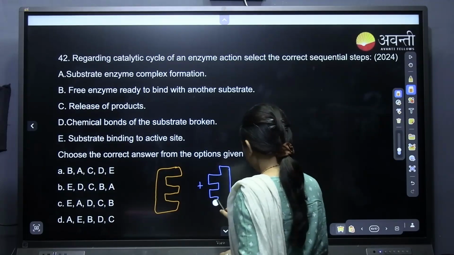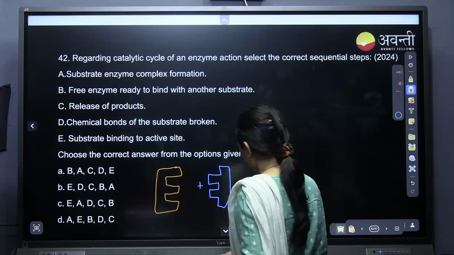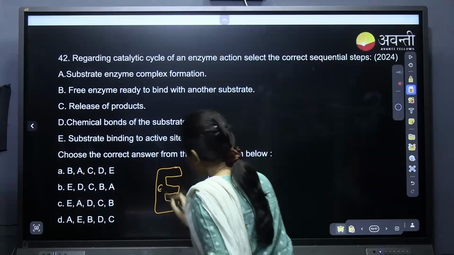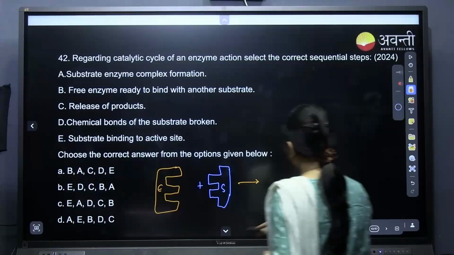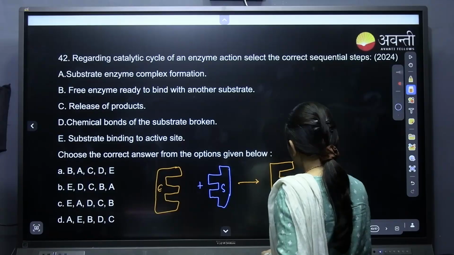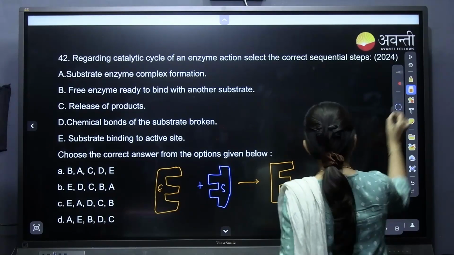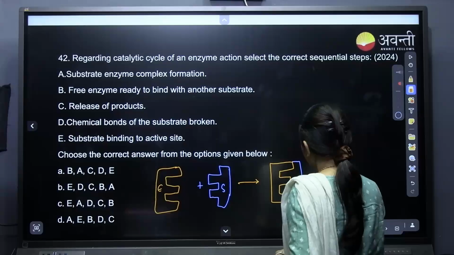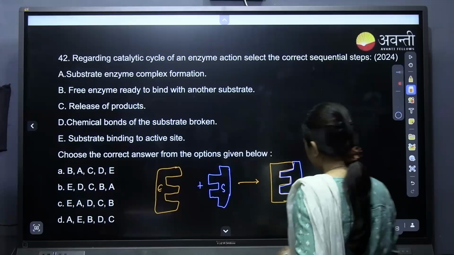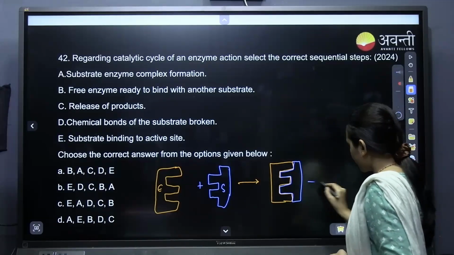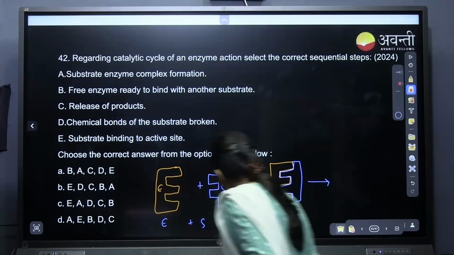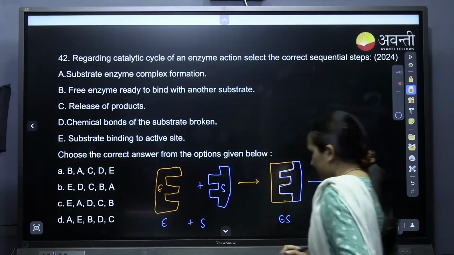Okay, this is the substrate and this is the enzyme. So, what will it be? Now, the enzyme substrate reaction takes place. Enzyme substrate complex. This is E plus S giving rise to the enzyme substrate complex.